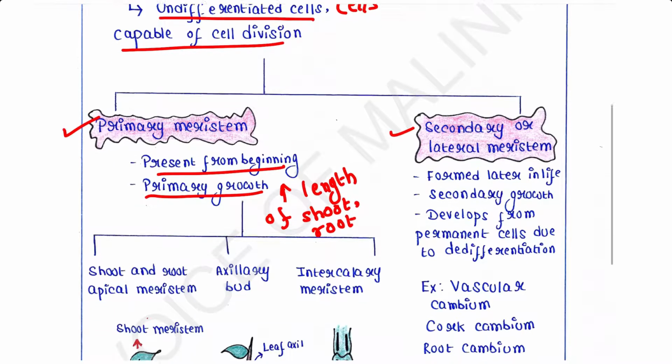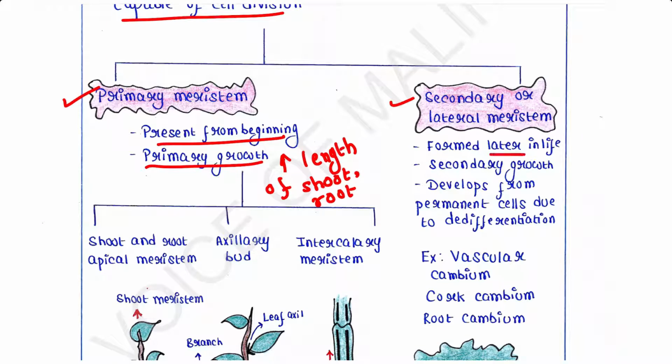Secondary meristem is formed later in life when a plant grows till a height and contributes to secondary growth of plant. So secondary growth is the horizontal growth, that is increase in diameter or thickness of plant. That is secondary growth.